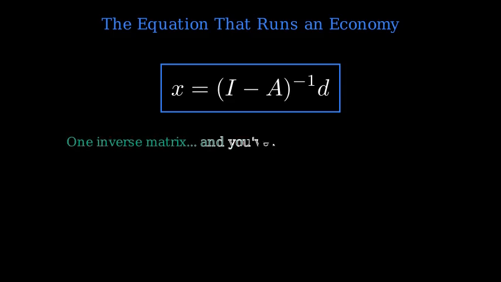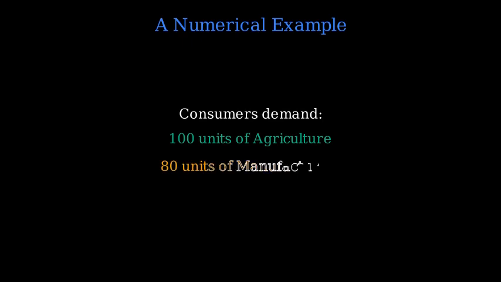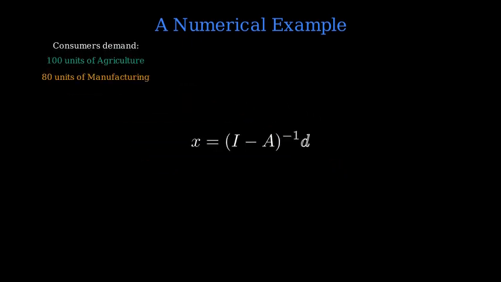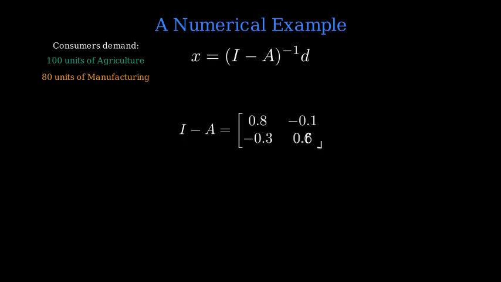Using linear algebra, we rearrange this equation until we obtain the famous Leontief formula. Once we know the technology matrix and the final demand, this formula tells us the total production required across the whole economy. Let's look at the numbers. Suppose consumers demand 100 units of agriculture and 80 units of manufacturing. After solving the matrix equation, we discover something surprising.